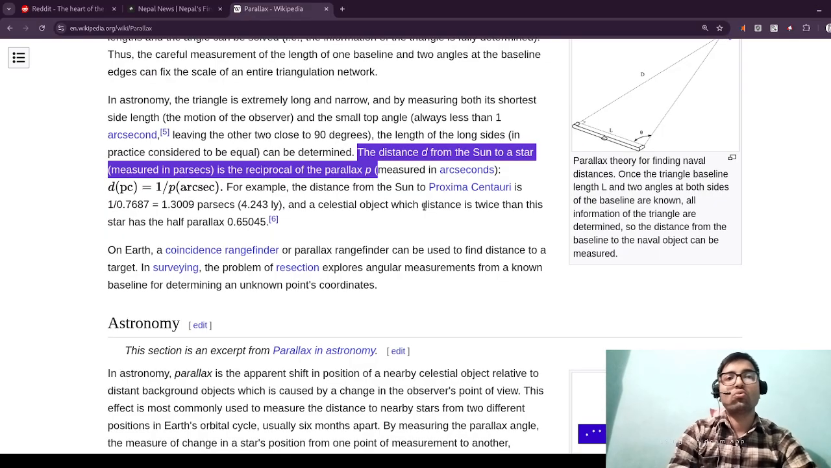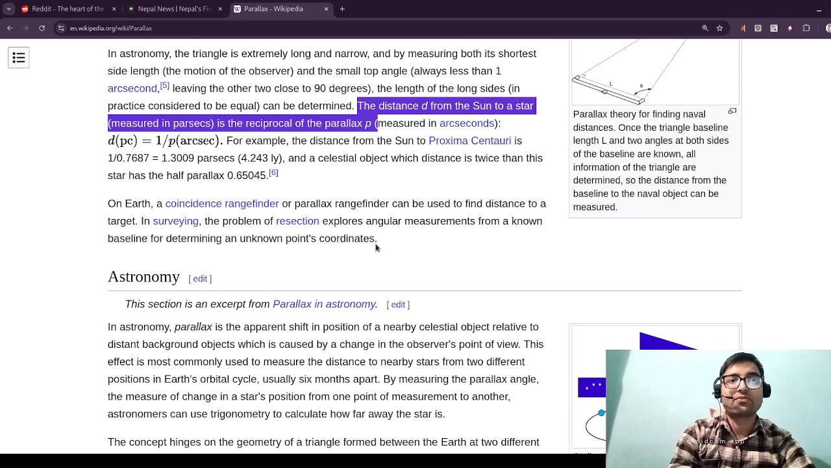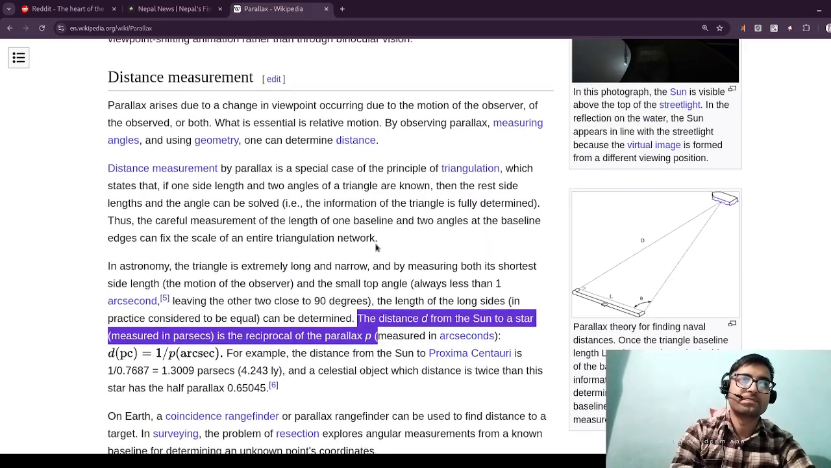On the Earth, the coincidence rangefinder or parallax rangefinder can be used to find the distance to the target. In solving the problem of resection, one uses angular measurements from a known baseline to determine the unknown point's coordinates.